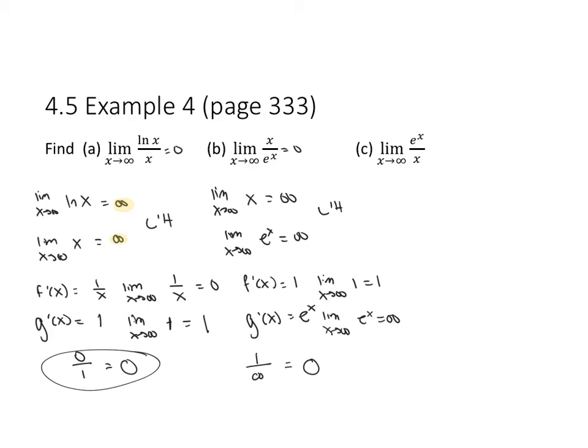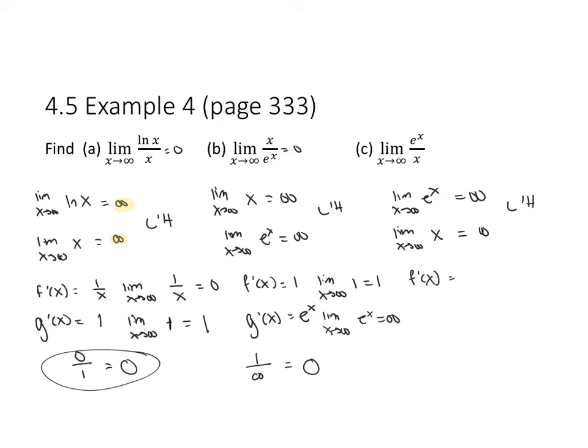All right, let's see the inverse of that. So we'll have the limit as x goes to infinity of e to the x is going to be infinity, and then the limit as x goes to infinity of x is also infinity. So I get to use L'Hopital's rule again. And we did this in the previous problem, but we'll keep going.